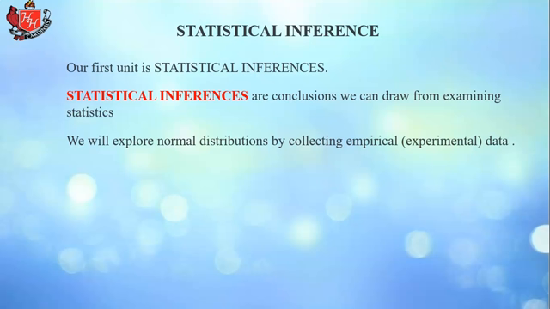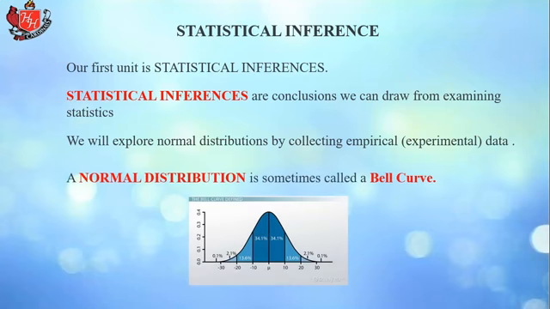We will explore normal distributions by collecting empirical data. Empirical means experimental data. In a normal distribution, if you take a lot of data, the most common data will fall in the middle, the ones that appear the most, and it forms what's sometimes called a bell curve, but formally it's called a normal distribution. Those numbers inside are what we're going to talk about in this particular lesson.